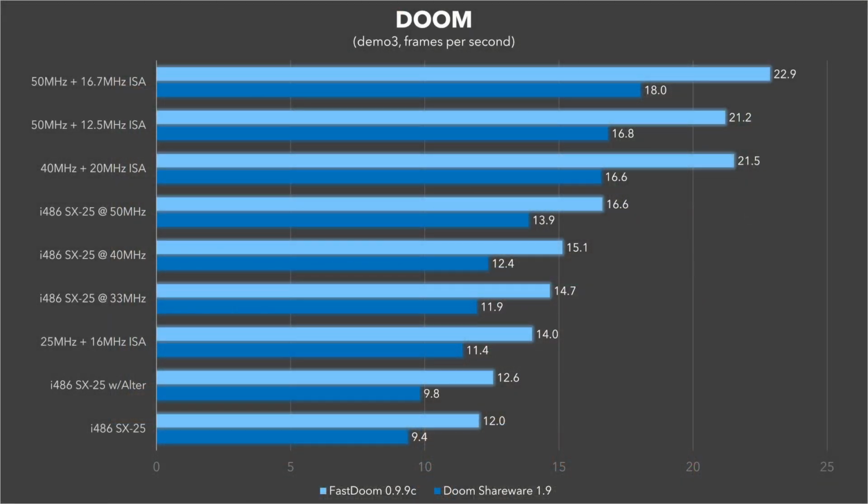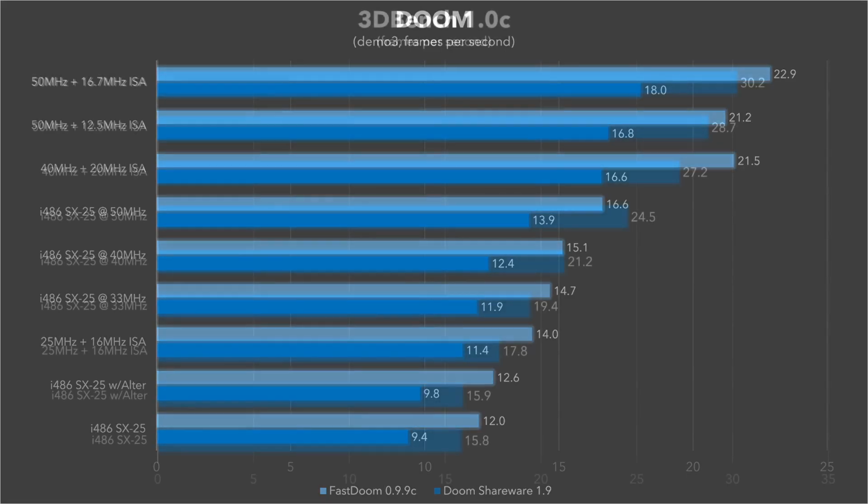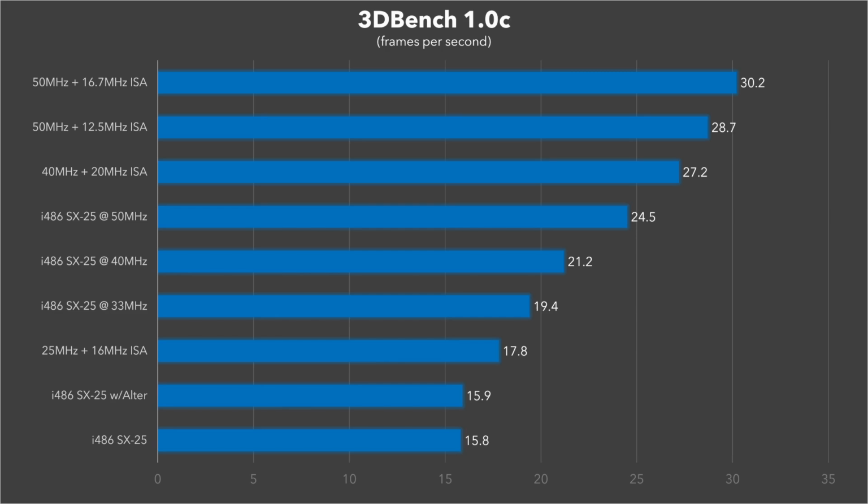There were some really nice gains by increasing the ISA bus frequency, even by just a little bit. For really graphically demanding games, this could be just as effective as overclocking the CPU, really. Doubling the ISA bus frequency increased our frame rate in Doom by almost 30%, and FastDoom saw even larger gains at closer to 40. Now we really have doubled our performance in Doom compared to the non-overclocked configuration. 3D Bench also benefits from the faster ISA bus, managing over 30 frames per second, again almost doubling the score compared to the non-overclocked 25 MHz setup.